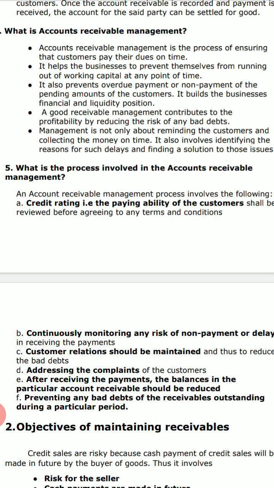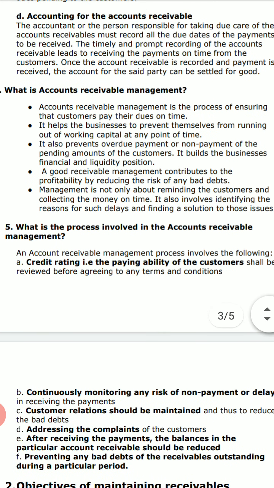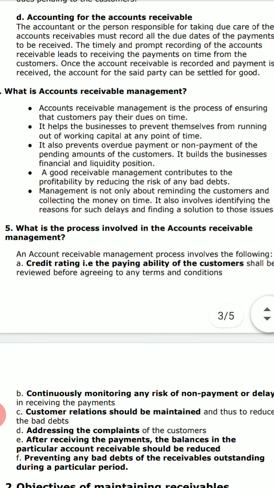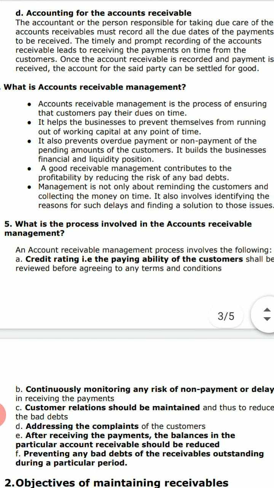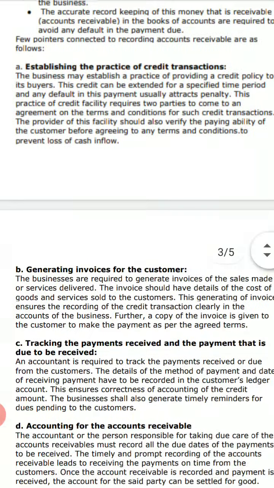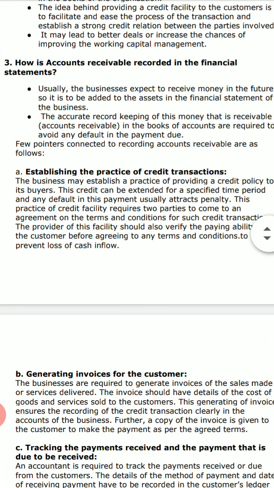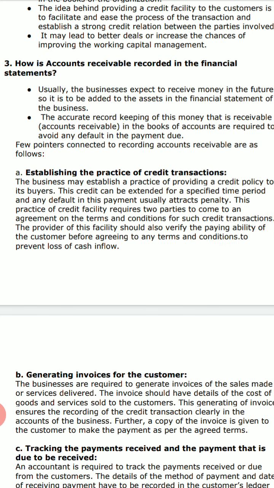If this data is not recorded by the accountant, it becomes very difficult at the end to find out which customer has which due payment on or by which date, right? So it is very crucial that we must have the proper accounting maintained, or proper dates maintained of the account receivable. So these are some pointers that we have seen that help us to record the account receivable in the financial statement.